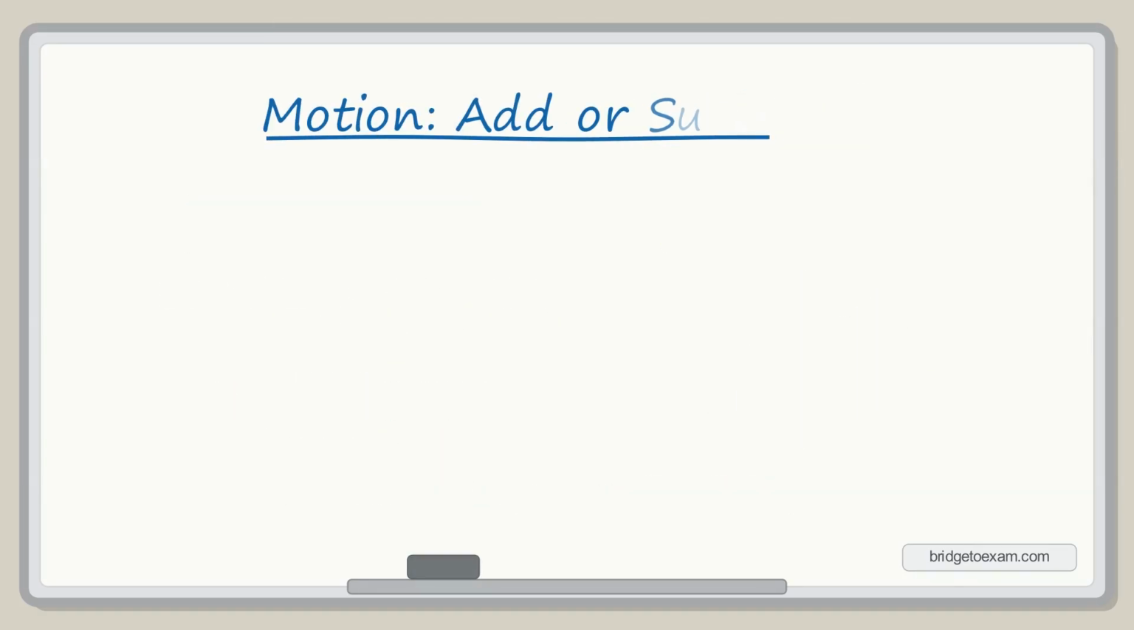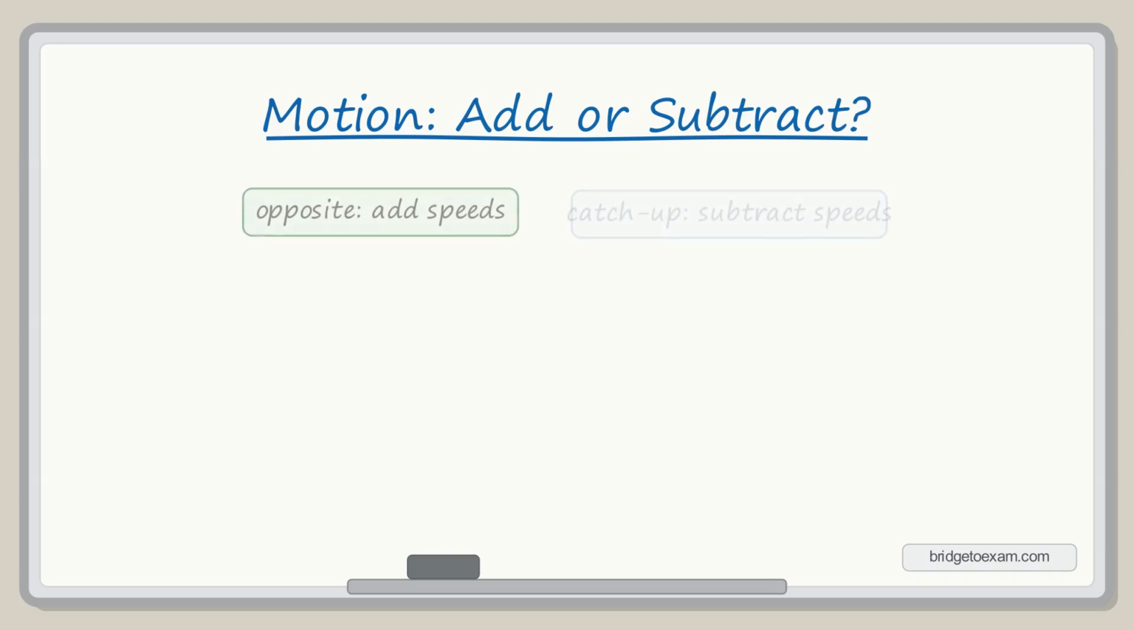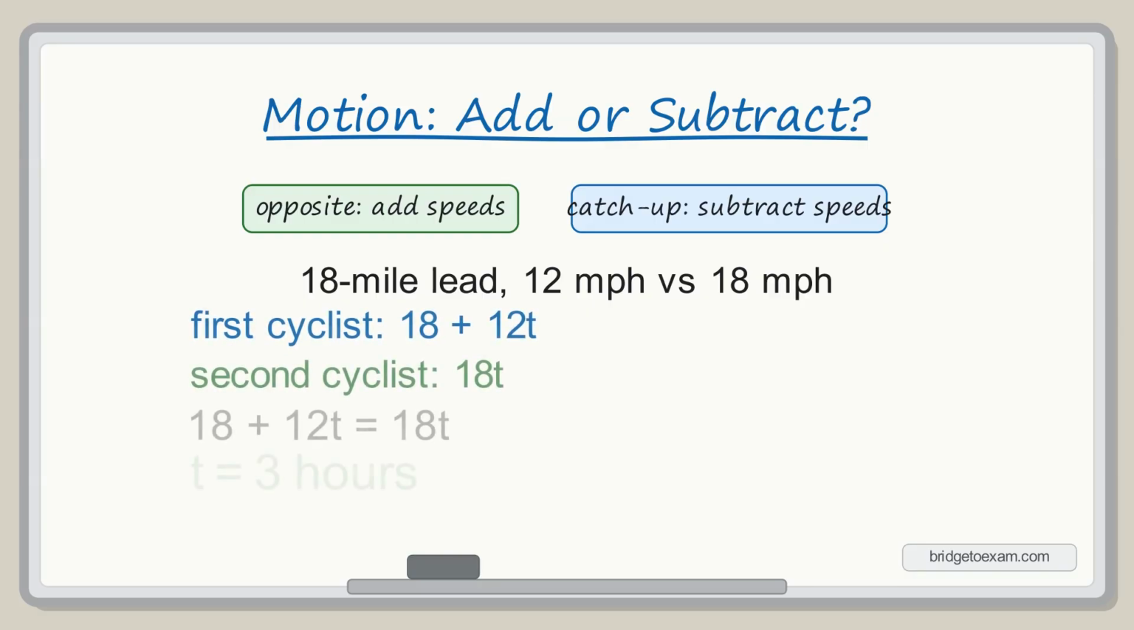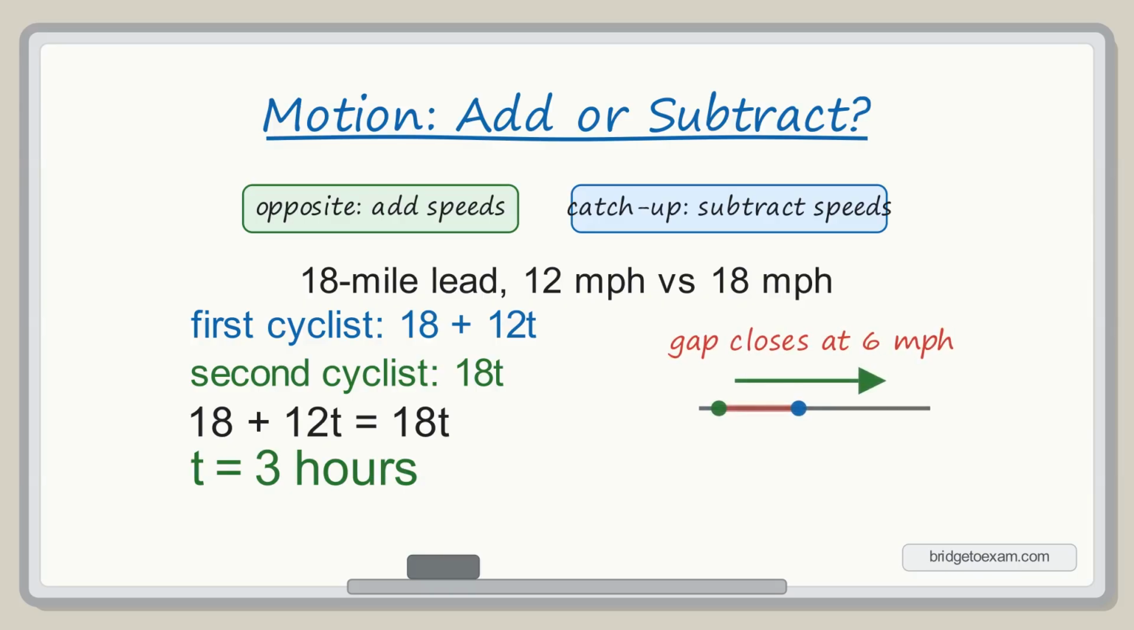Motion problems depend on direction. Opposite directions add speeds because separation grows faster. For same direction catch-up, subtract speeds. With an 18-mile lead, the gap closes at 6 miles per hour, so the catch-up time is 3 hours.